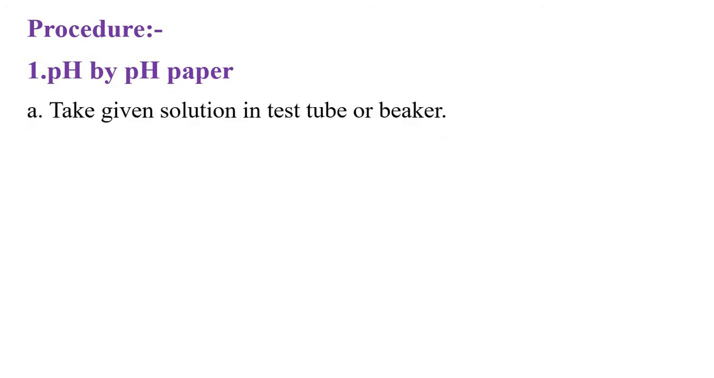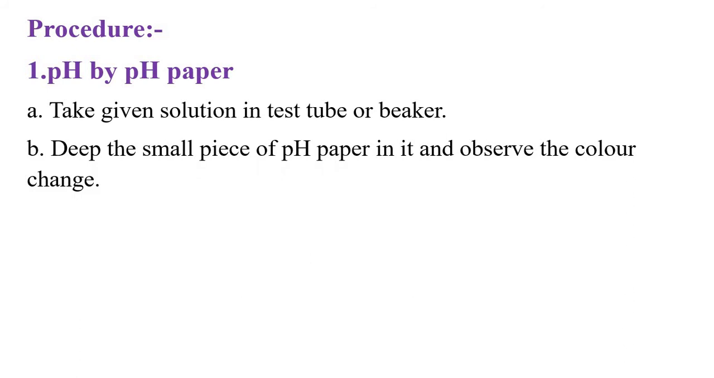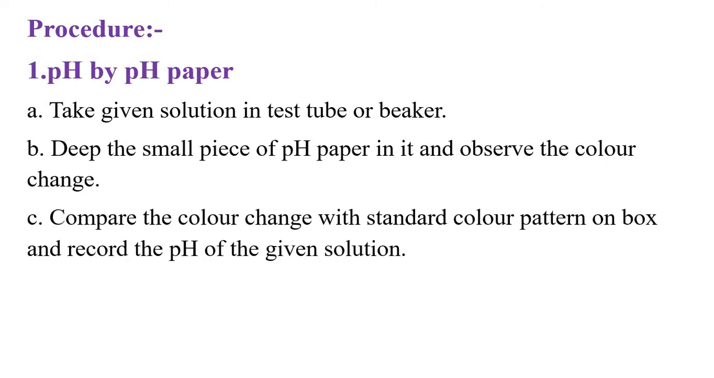Now, what you have to do, you have to take a solution in a test tube or beaker. Say we are going to take 5 samples of the solution whose pH is to be determined. Then you have to dip a small piece of pH paper in it and observe the color change. Depending on the color change, you can say that the pH of given solution is in the range of 6 to 7 for example.